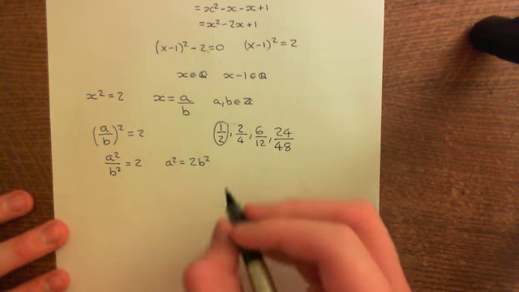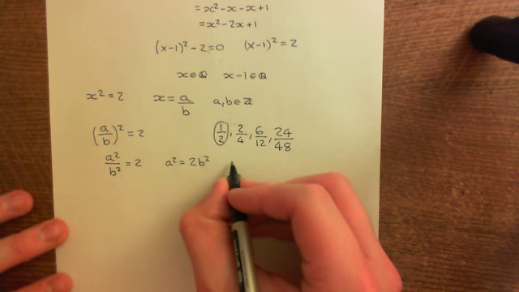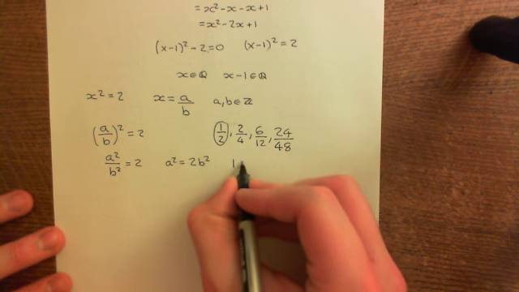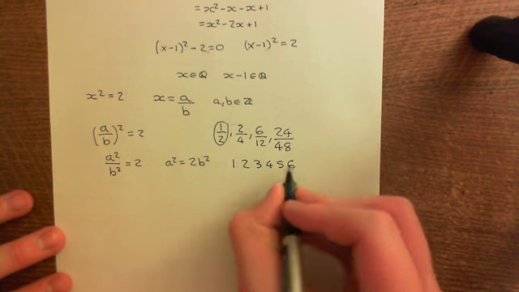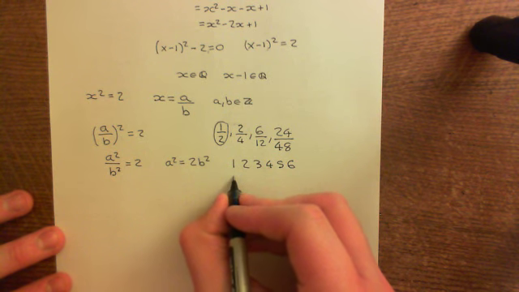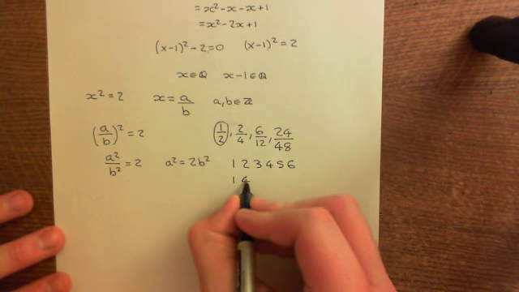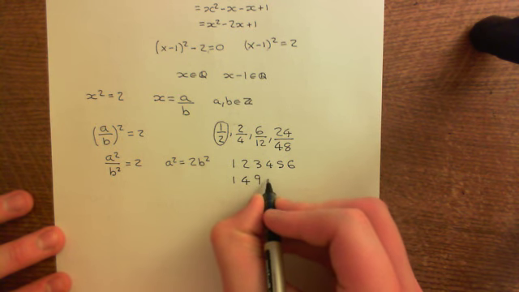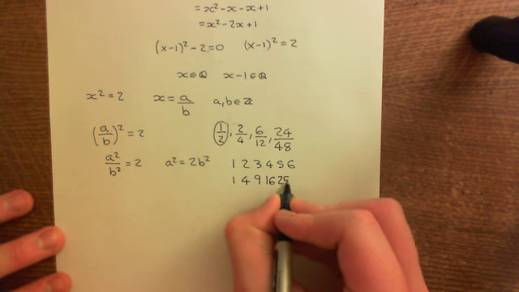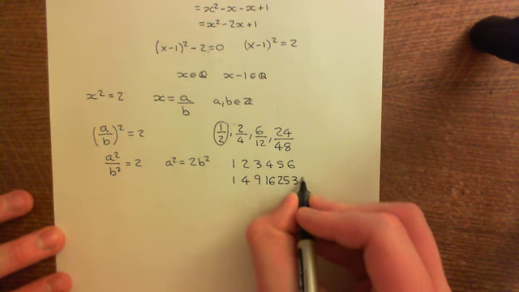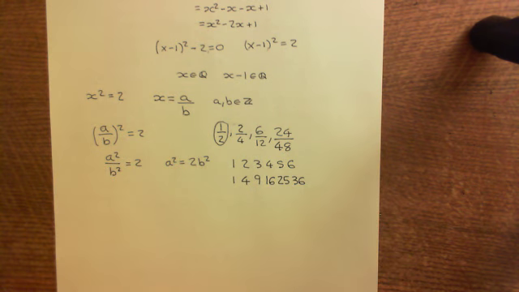Okay, now let's just have a look at some examples of squaring numbers. So if we look at some integers here, and let's square them. If you square 1, you get 1. If you square 2, you get 4. If you square 3, you get 9. If you square 4, you get 16. If you square 5, you get 25. If you square 6, you get 36.